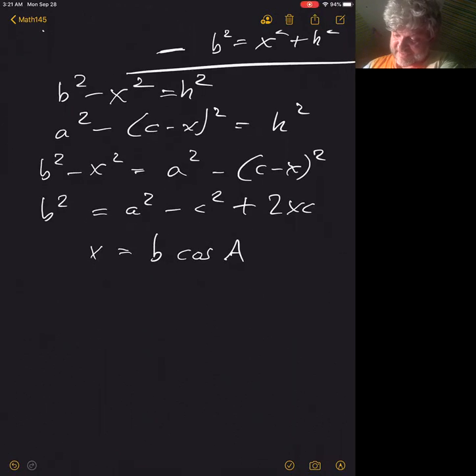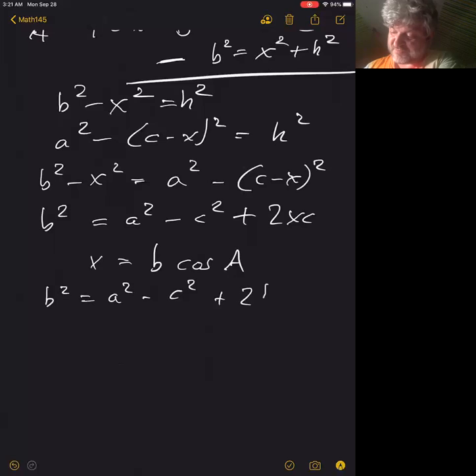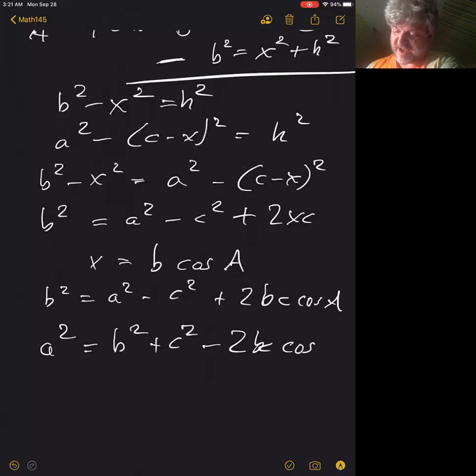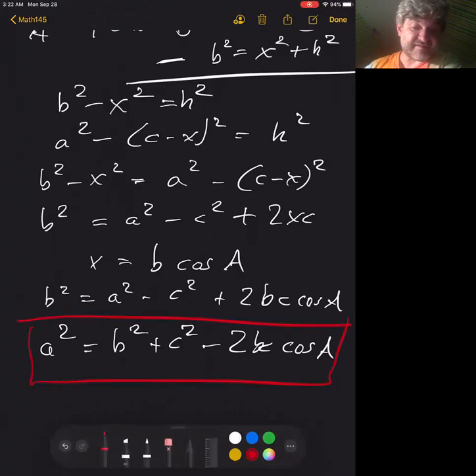So what do we get? b squared is a squared minus c squared plus 2bc times cosine A. Rearrange the whole thing a little bit, and you get a squared is b squared plus c squared minus 2bc cosine A. That's the law of cosines.